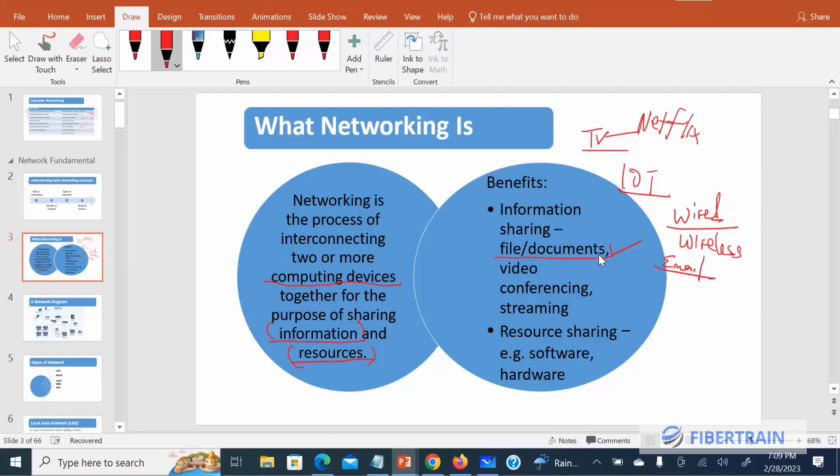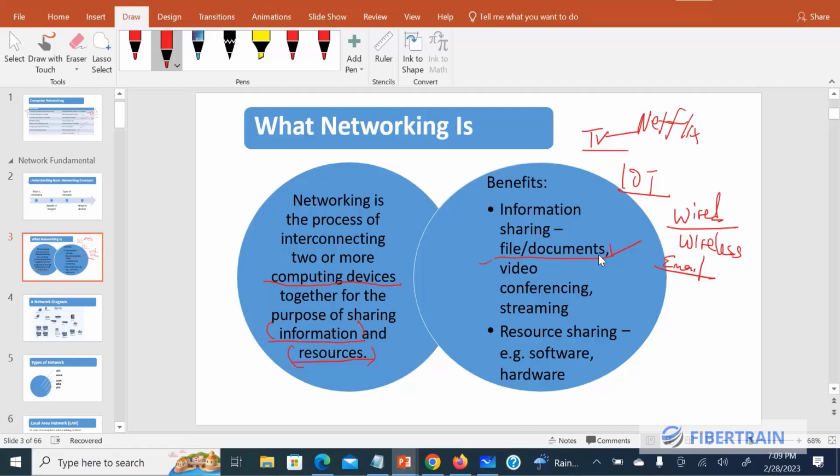And so that falls under file or document sharing. With a computer network, we should be able to move documents across the network without having to be there in person to submit those documents. Now, what about video conferencing or video streaming? That is also part of information sharing.